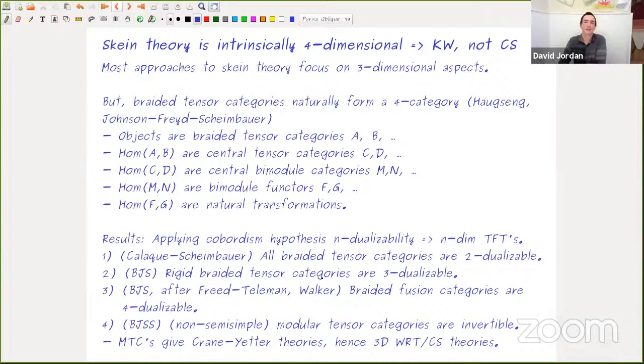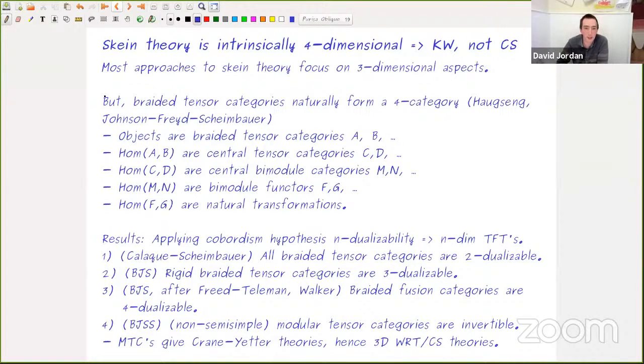Okay, fantastic. All right, so far I've been talking about surfaces, but I want to get on to three manifolds. But first I want to explain this remark at the beginning that I think skein theory, as I'm discussing it here, is fundamentally a four-dimensional theory, and we should look at the Kapustin-Witten picture rather than the Chern-Simons theory, which is maybe more obvious if you're thinking about quantum topology.